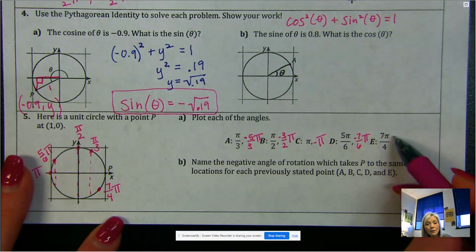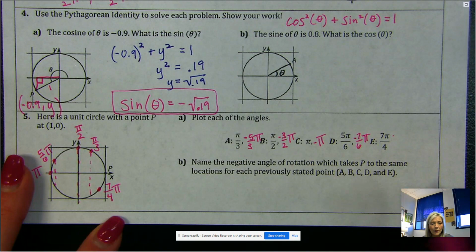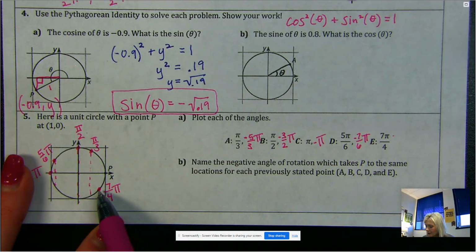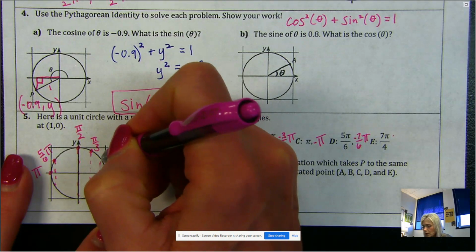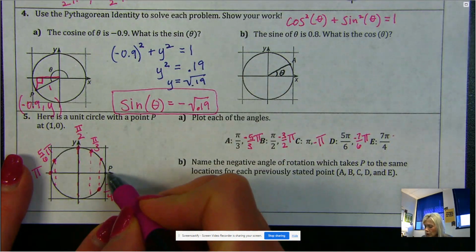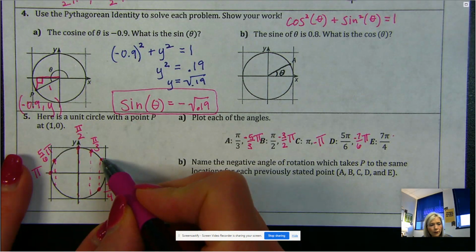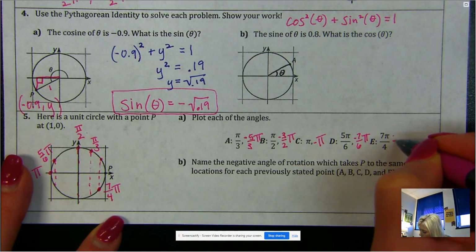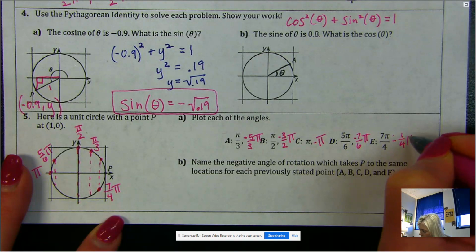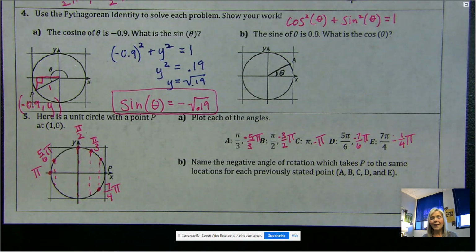And then for 7 pi over 4, it's right here. Right above it is 1/4 pi. So 1/4 pi in the positive direction lands here, but in the negative direction lands here. So negative 1/4 pi. All right, come back for side 2.